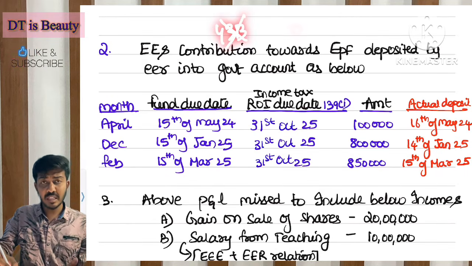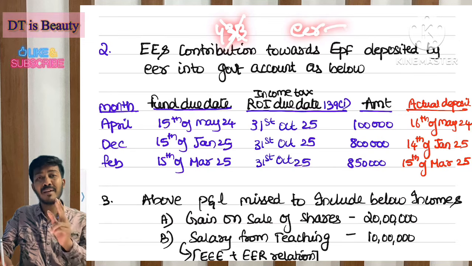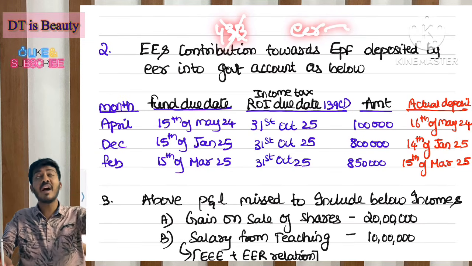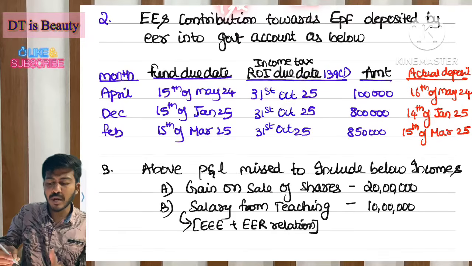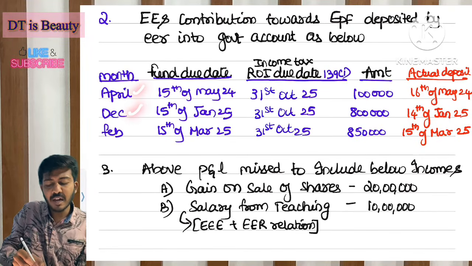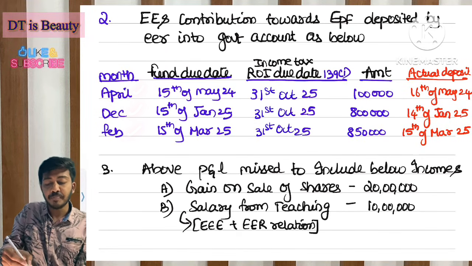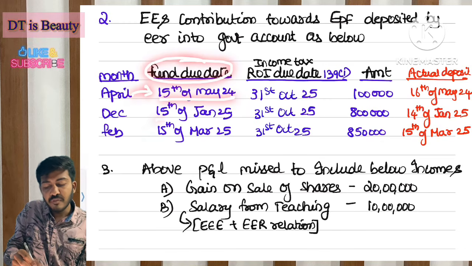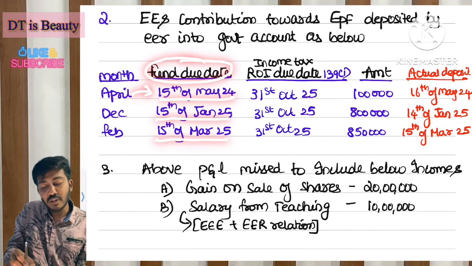Instead, the employer should deposit the employee's share in that fund within that fund's respective due date. Now let us see what has happened. He has collected for April, December and February. Say that the respective fund account due date is next month, which means 15th of May, 15th of January and 15th of March.